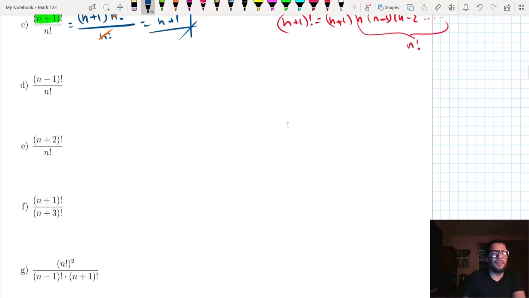All right. What about this one? Okay, letter D. Let's identify the factorial with the largest value. That is n factorial, because that is larger than n minus 1 factorial. So that's the one I'm going to expand. So that'll be n times n minus 1. And I'm not going to go n minus 2, n minus 3. I'm going to stop here at n minus 1 to cancel it out with the n minus 1 factorial in the numerator. Okay, divide this out, I get 1 over n. Keep in mind the n here is in the denominator.